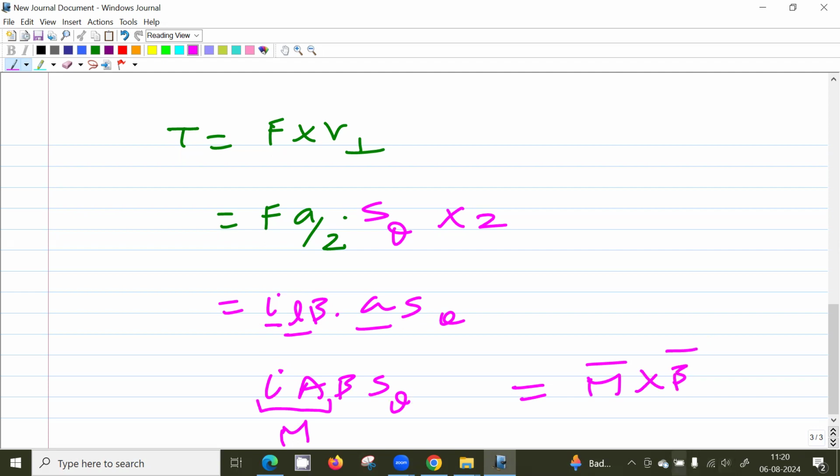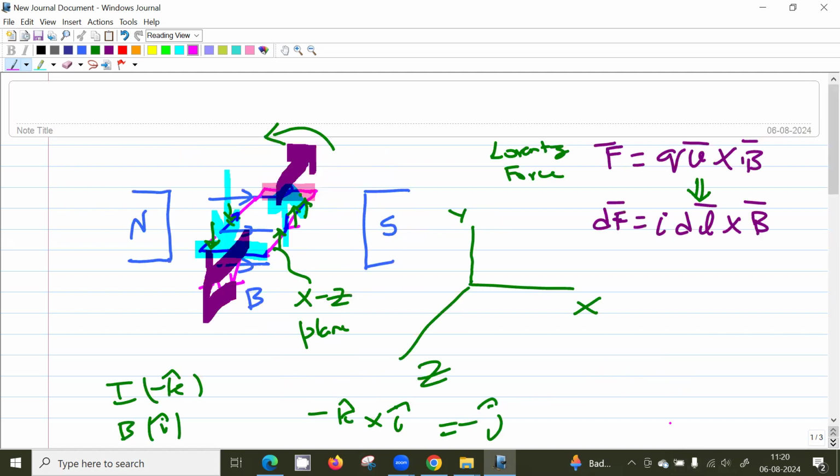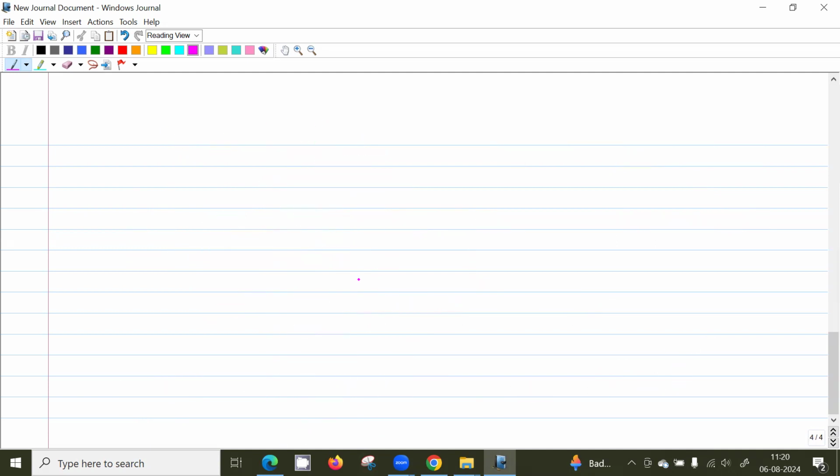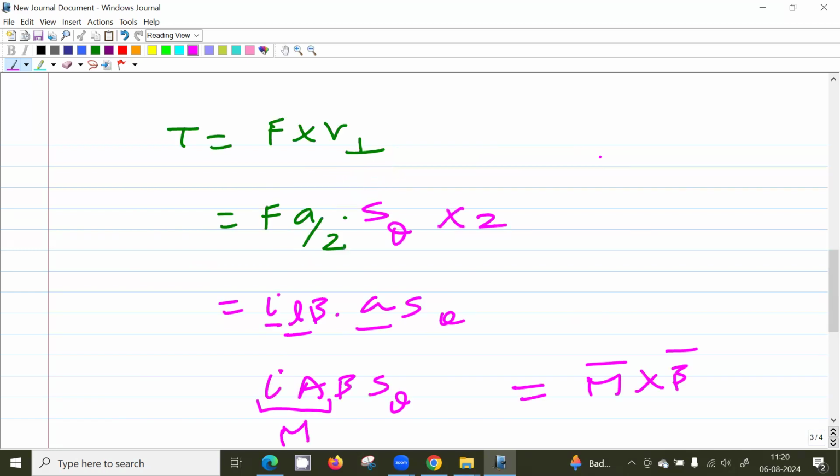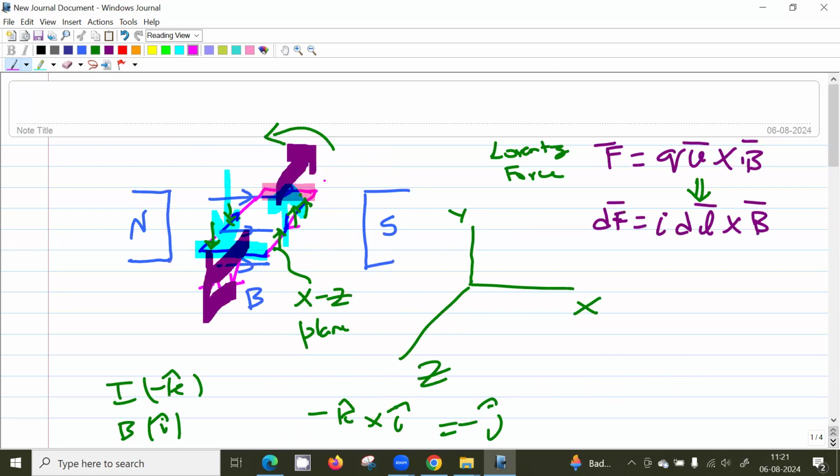Okay. Another thing is this torque will be maximum if the coil is in this position, because in this position, the force is at a maximum distance from this axis. But if this is rotated by 90 degrees, then the coil will look like this. In that case, the force will pass through the axis, so the torque will be zero. So this will have a torque of zero.